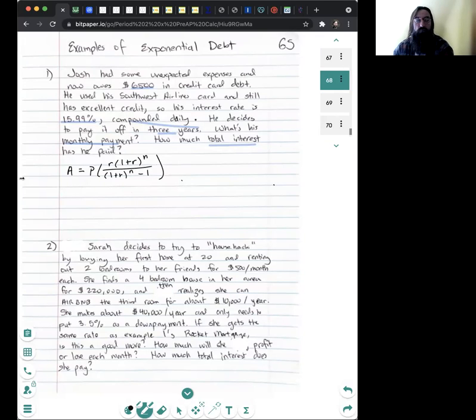This is our formula, and we should pay attention to some key details. A is our monthly payment, that's what we're looking for in this problem. P is the amount borrowed, R is our interest rate, and N is the number of total payments. So obviously we should go ahead and fill this out. Our monthly payment is going to be equal to $6,500. That's how much he's borrowed.